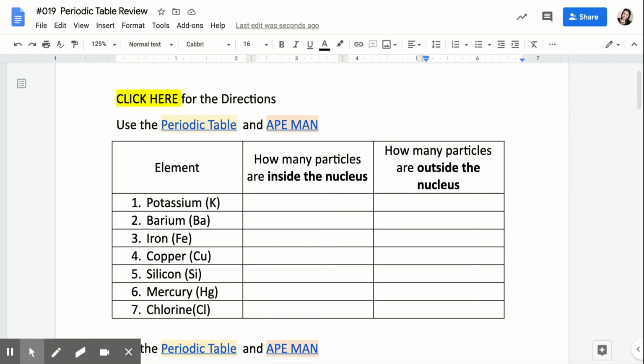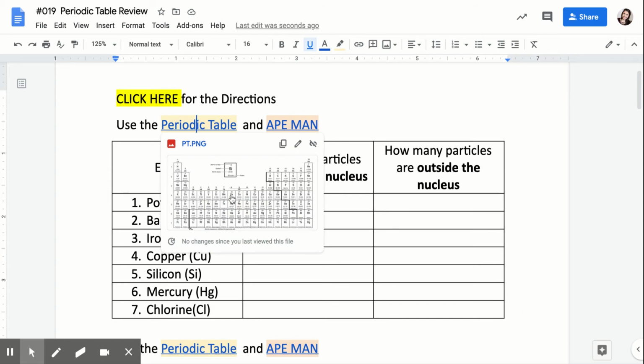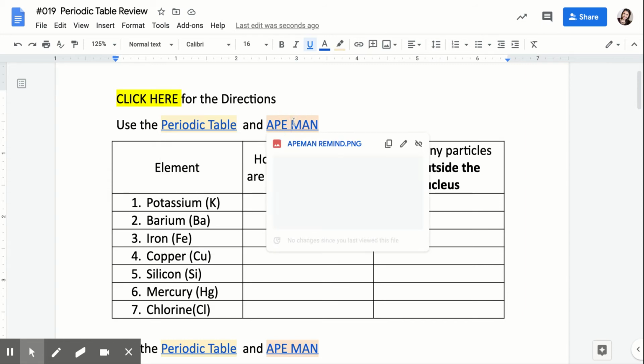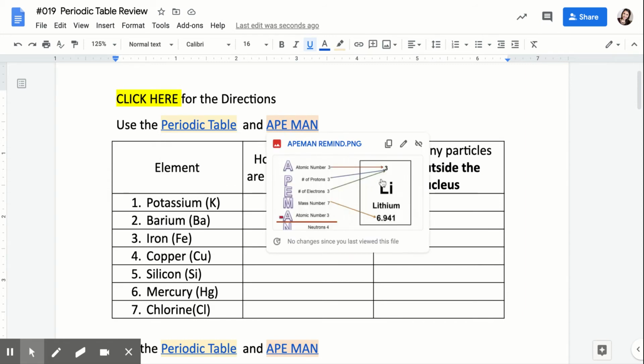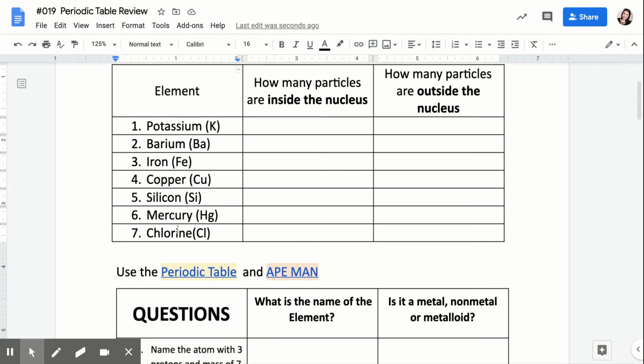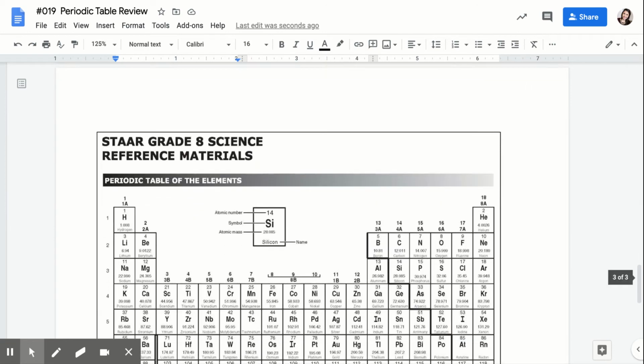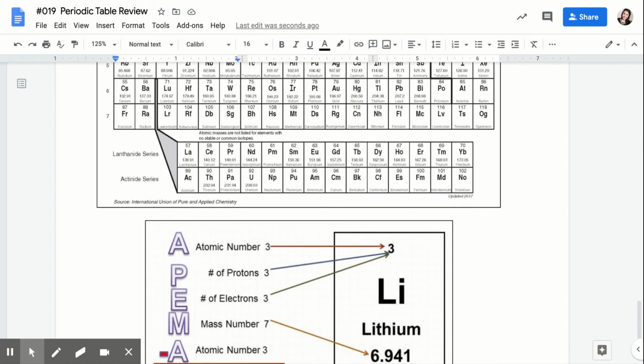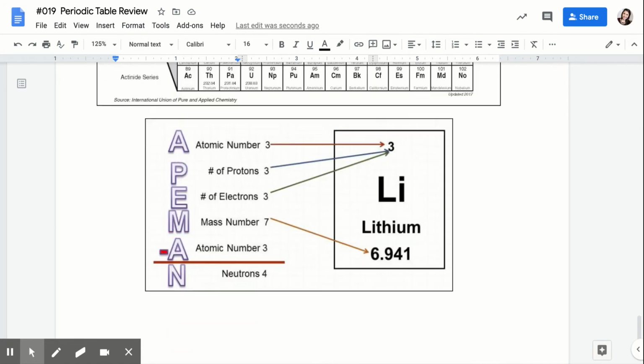Today's assignment, we're going to review the periodic table. We're taking what we've learned this week and getting some practice with it, and we're also building off of what we've learned in the past. Before we begin, here you have a link to the periodic table and a link to the APE MAN chart to help you remember. If for some reason those links don't work, go to the end of the assignment, where you have a periodic table and the chart.